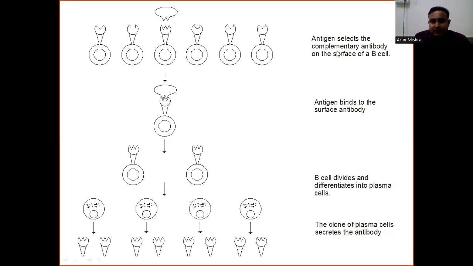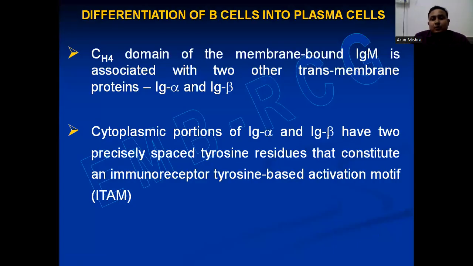Antigen selects the complementary antibody on the surface of a B cell. Antigen binds to the surface antibody, forming an antigen-antibody complex. The B cell divides and differentiates into plasma cells. The clone of plasma cells secretes the antibody. So, this is the differentiation of B cell into plasma cells.